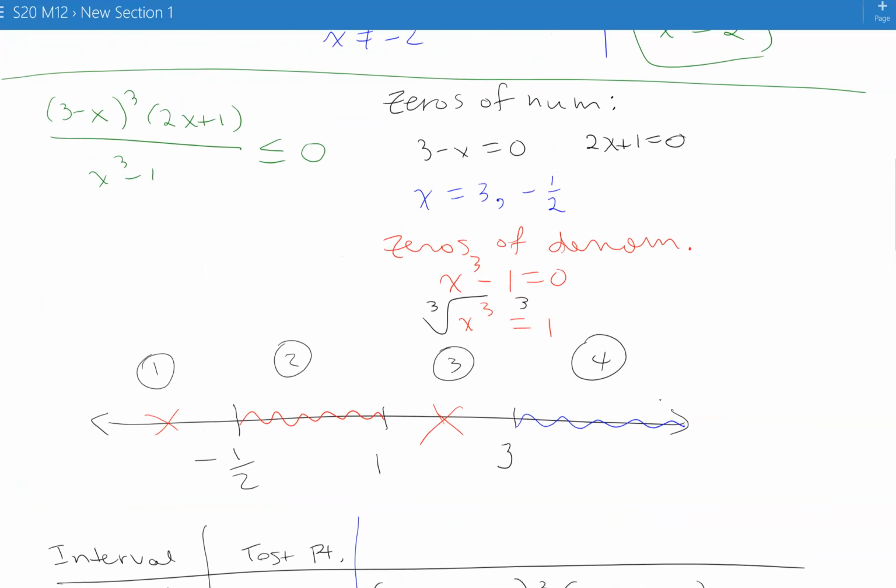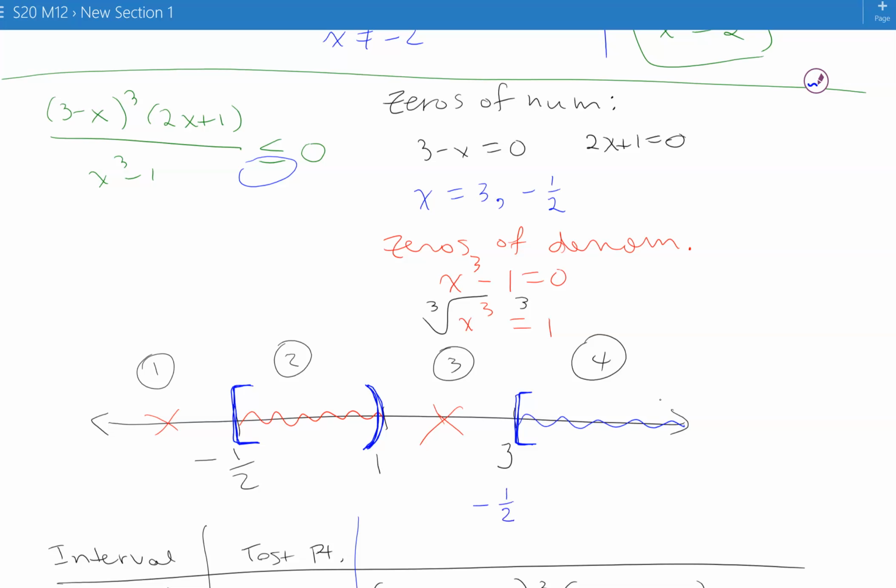So now let me come back and look at the original inequality to see which things I include. So I include zeros of the numerator. So I want to include -1/2 because that was a 0 of the numerator. And I want to include 3 because that was a 0 of the numerator. And equality is included. But even though equality is included, you cannot include the x is 1 because that would give you a 0 in the denominator.